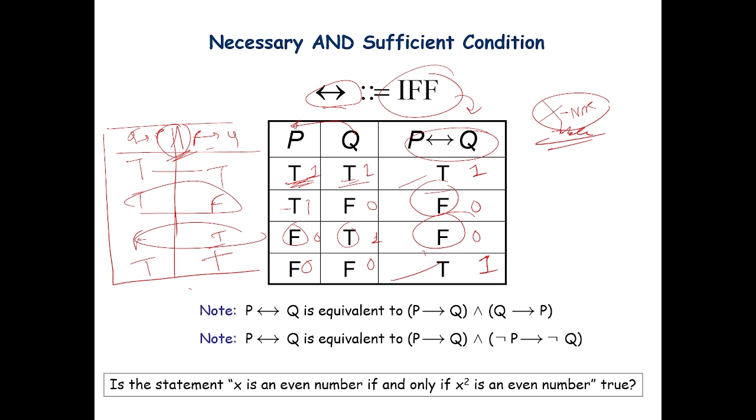Is the statement x is an even number if and only if x squared is an even number true? If and only if. So to prove this, we're going to have to prove P implies Q first and then Q implies P. And in these processes, sometimes you have to prove its contrapositive because it's going to be easier. There are two steps. You have to prove this, you have to prove this, and whatever the statement is will be proved then.